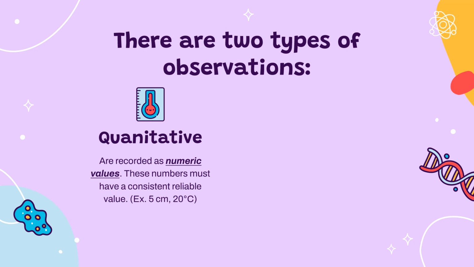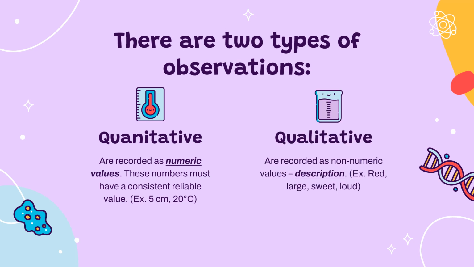However, if you don't have the instrumentation, or you're looking at something that cannot be measured in this way, the other type of observation you can make is qualitative. So qualitative, think qualities. These are descriptions. So our examples are red, large, sweet, loud. As you can tell, less objective. After all, everybody kind of sees these descriptions in different ways.